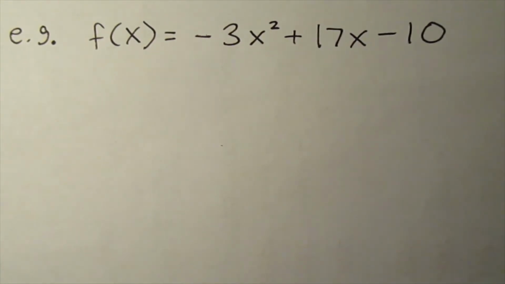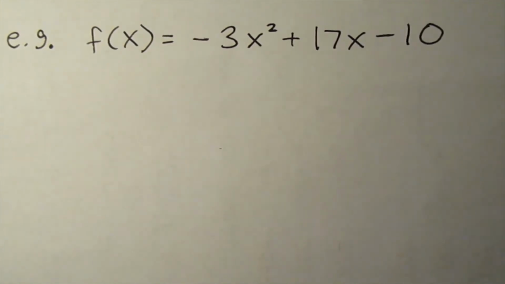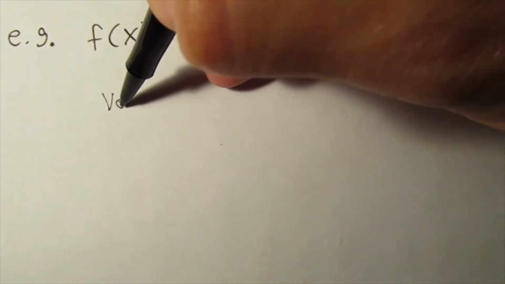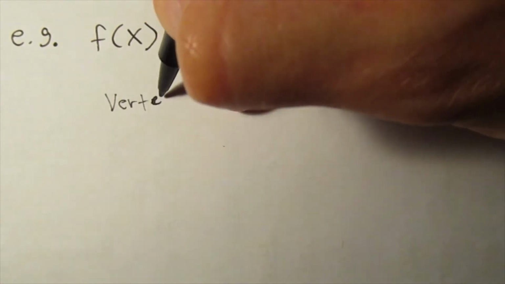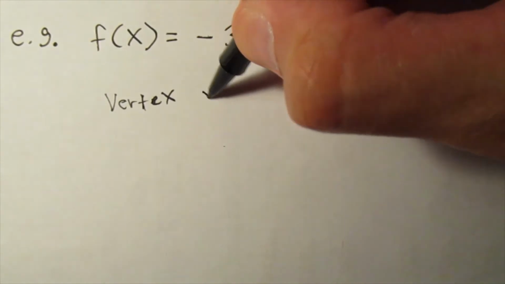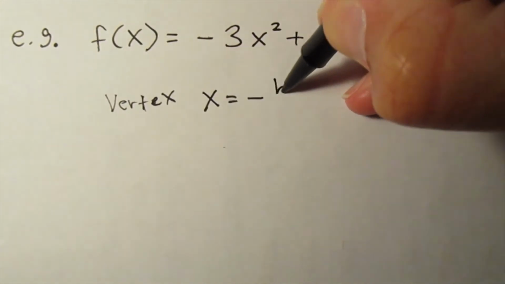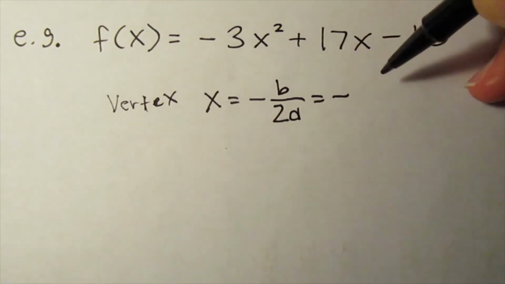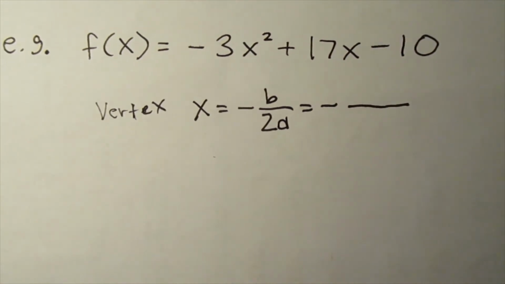Okay, tell me everything you need to know about f of x is equal to negative 3x squared plus 17x minus 10. So what's the first thing that I should do here? Find the vertex. How do you find the x-coordinate of the vertex? The x-coordinate is negative b over 2a. So what is b in this case?